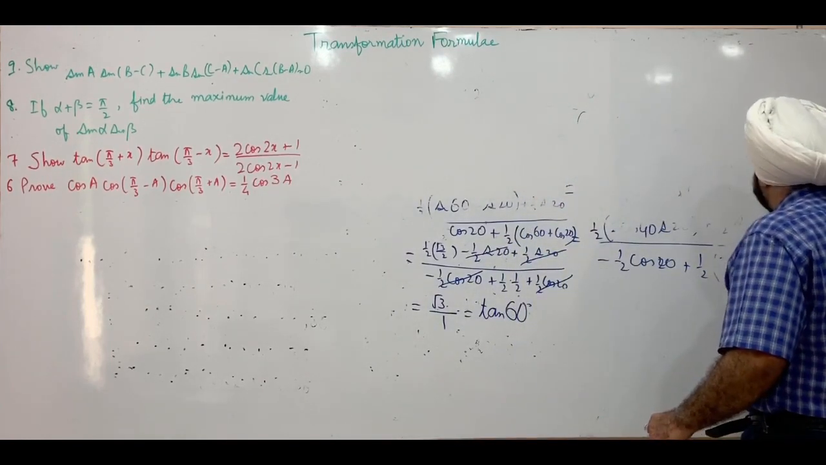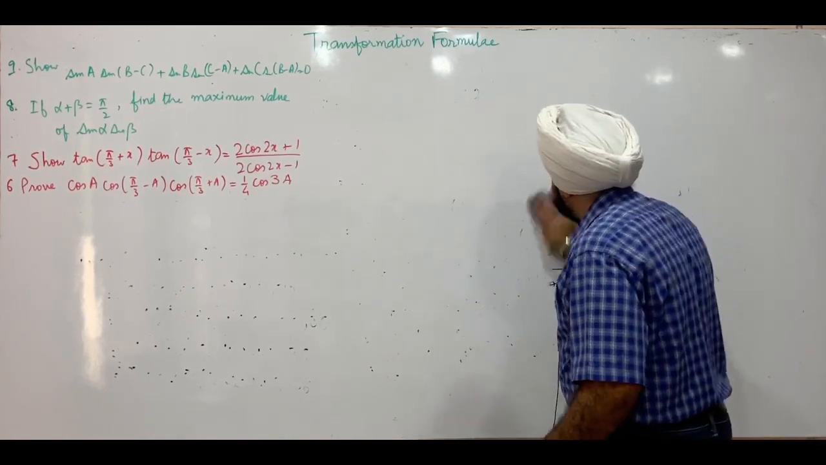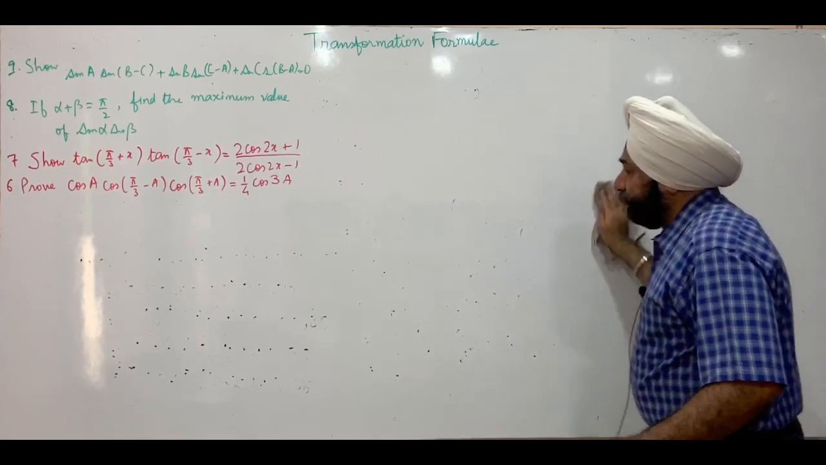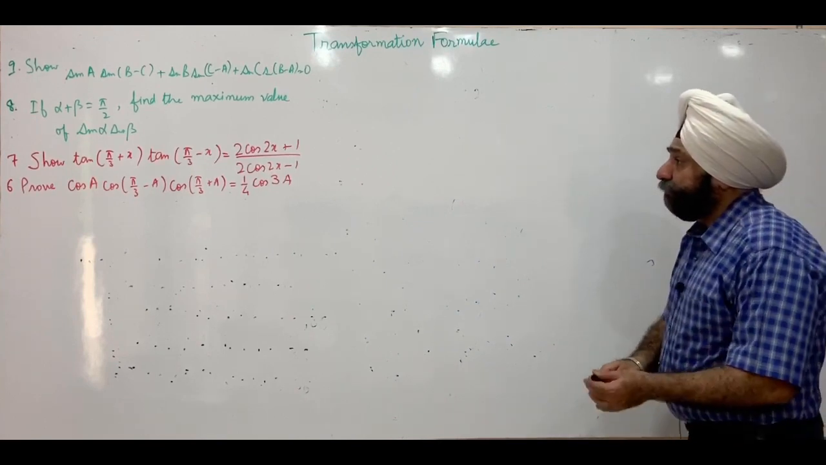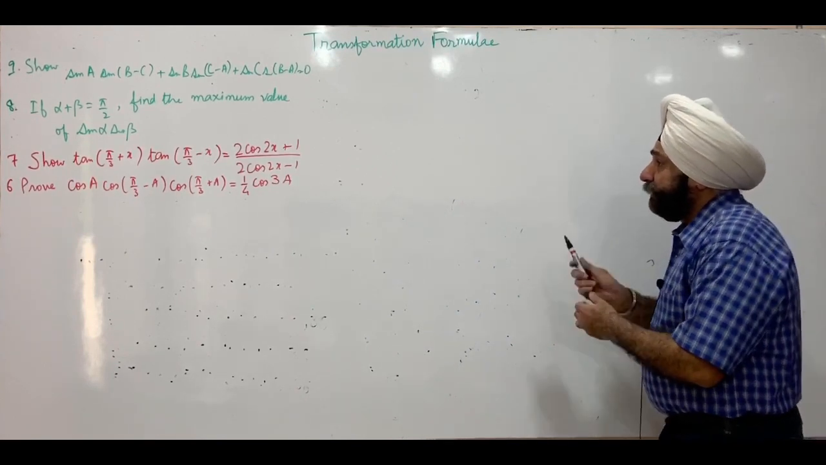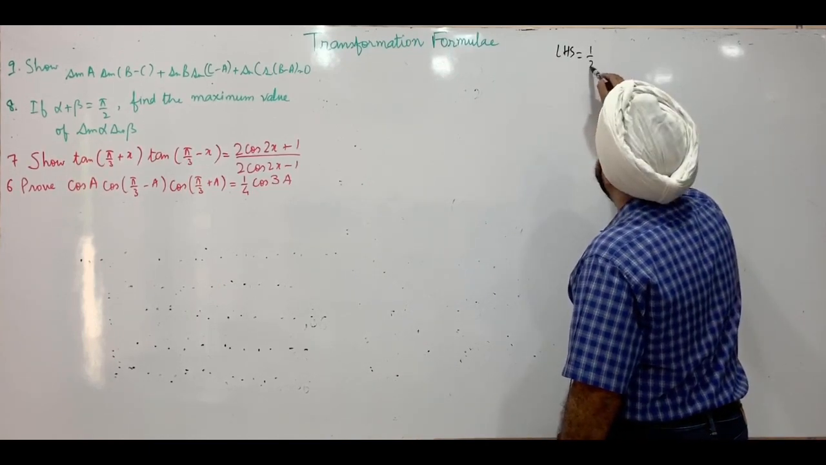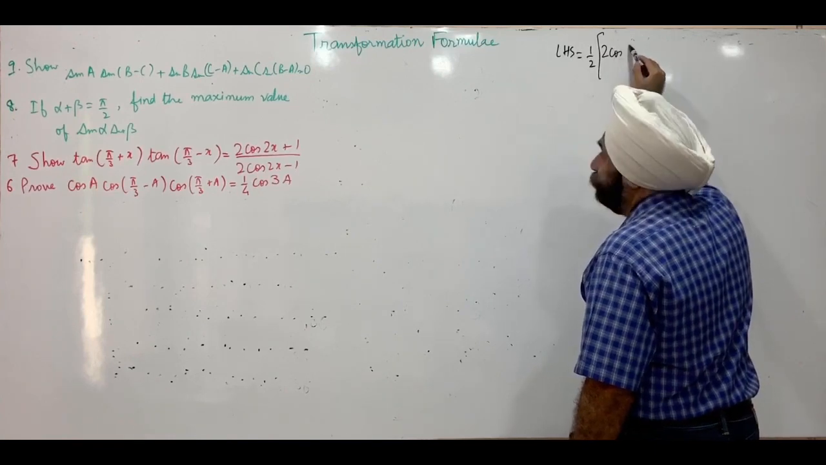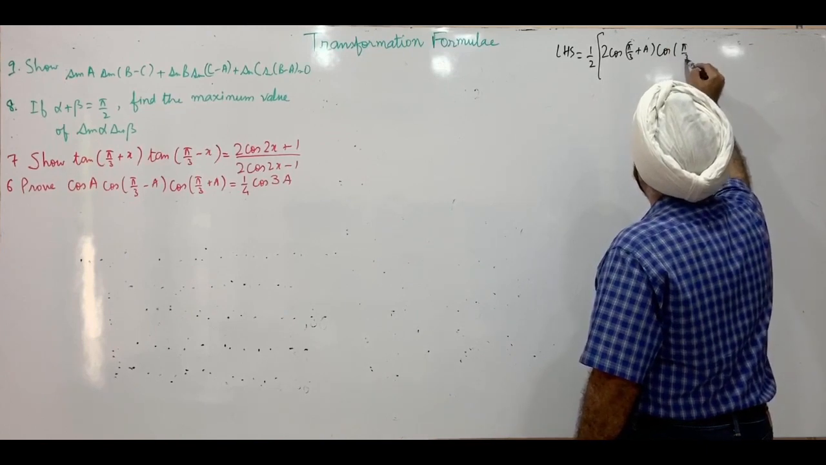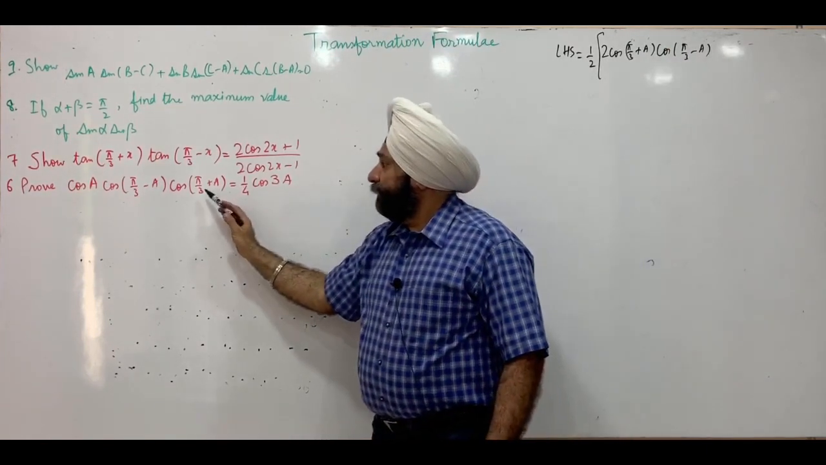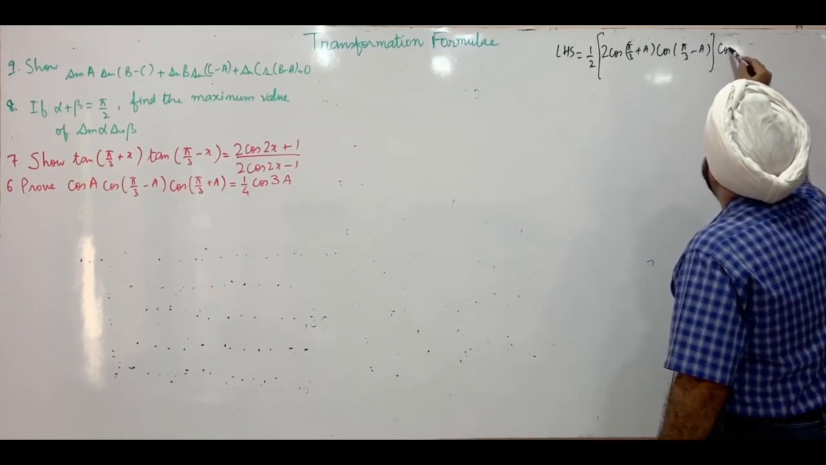So again we'll use the formula for 2 cos A cos B. 2 cos A cos B is cos of A plus B plus cos of A minus B. So starting from left hand side, we divide by 2 multiply by 2. This is 1 by 2 into 2 cos of pi by 3 plus A into cos of pi by 3 minus A. So I am writing this first, then this, then cos of A into cos of A.